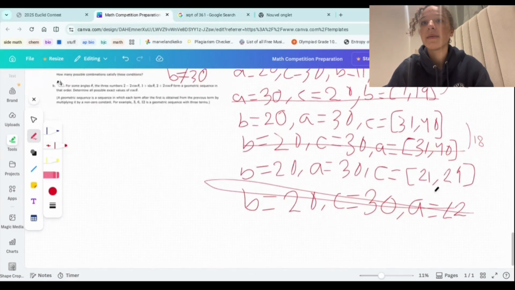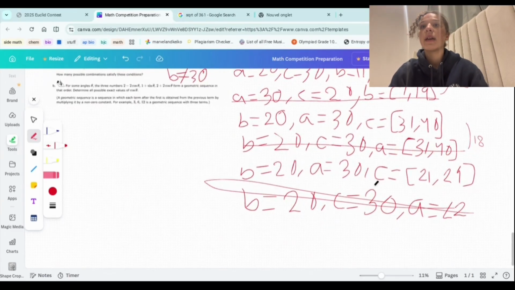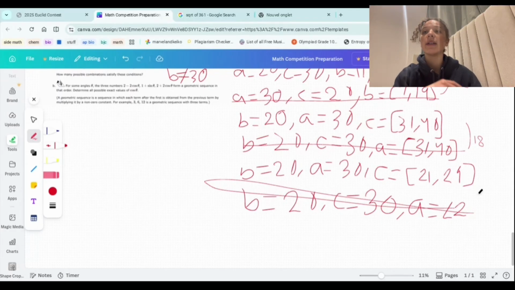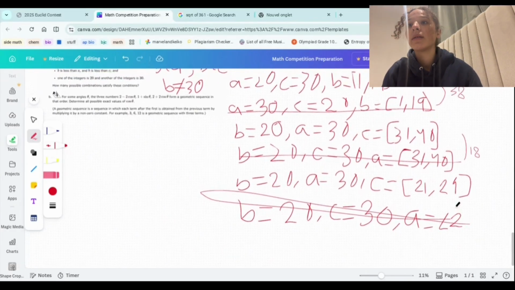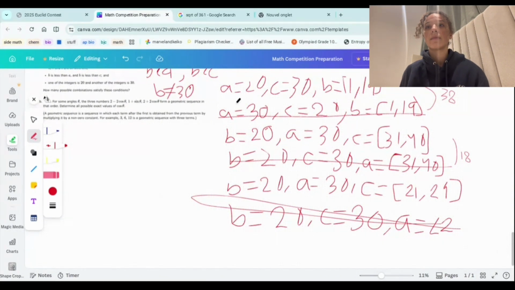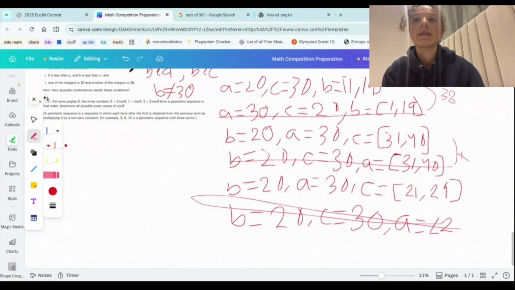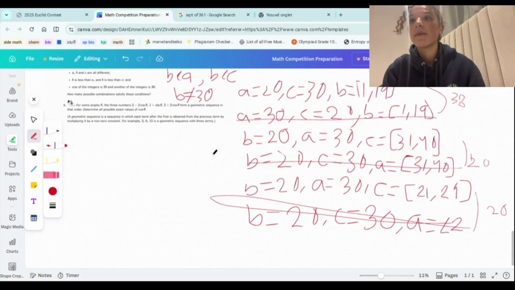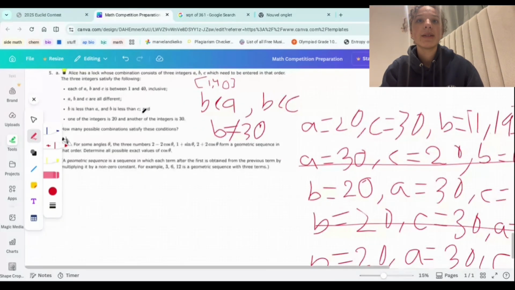And then the last one was if 30 is the highest digit and B is the lowest, 20. So your third digit has to be between 21 and 29 inclusively. Sorry, I just realized that's not 18, that's 10. Wait, hold up. So that's 20 here. So this is 10 and that's 10. So that's 20, and likewise this is 20. So I have 40 plus 38, so that's 78, I want to say.